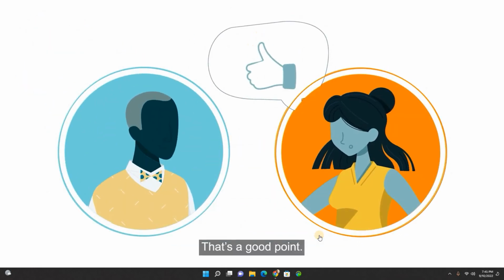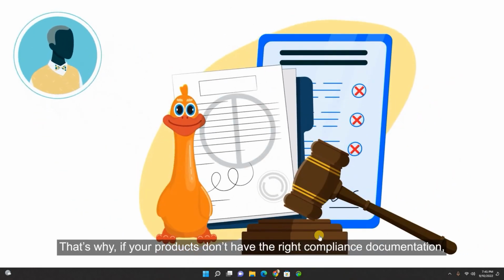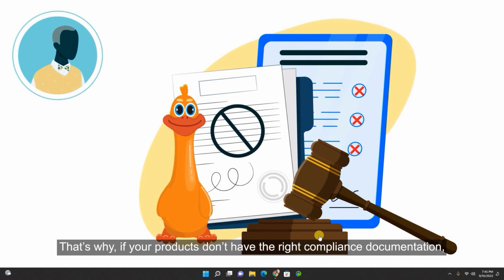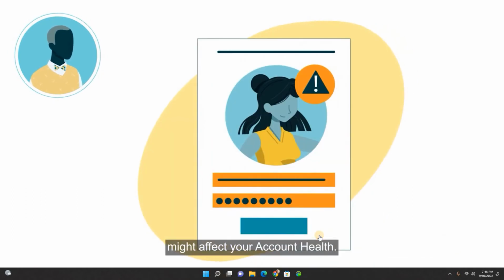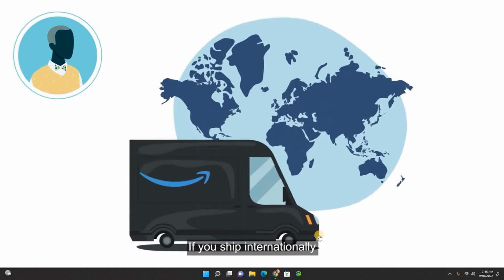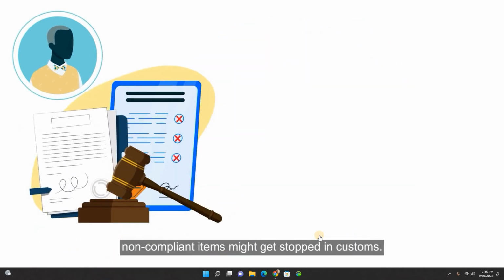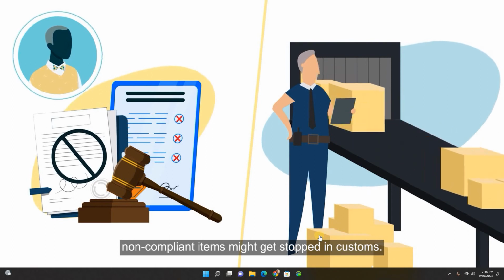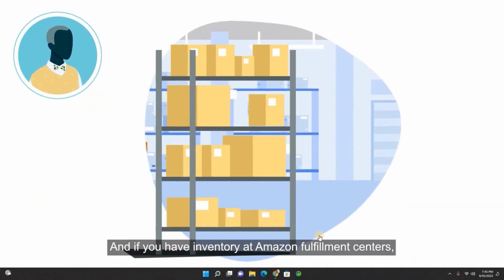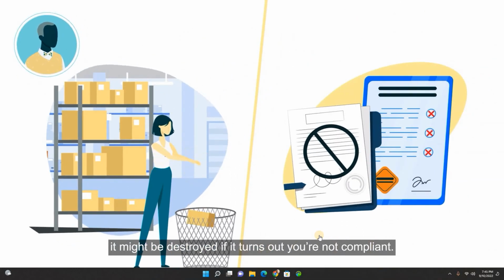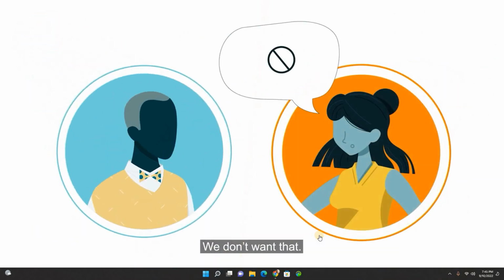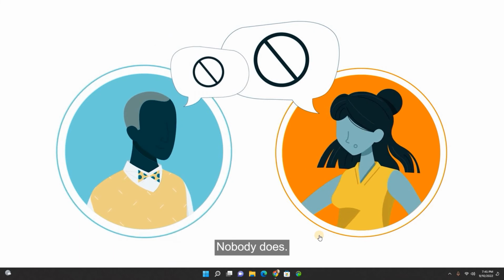That's a good point. That's why, if your products don't have the right compliance documentation, your listings could get taken down, which might affect your account health. If you ship internationally, non-compliant items might get stopped in customs. And if you have inventory at Amazon fulfillment centers, it might be destroyed if it turns out you're not compliant. We don't want that. Nobody does.